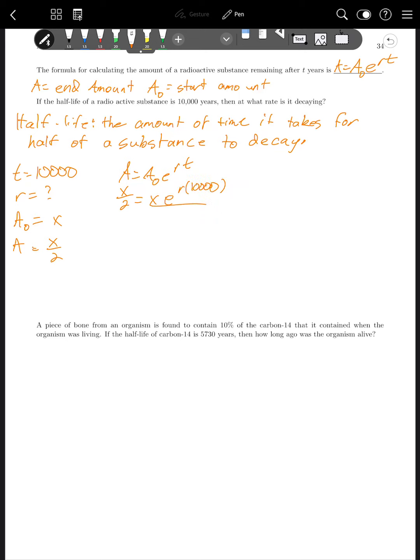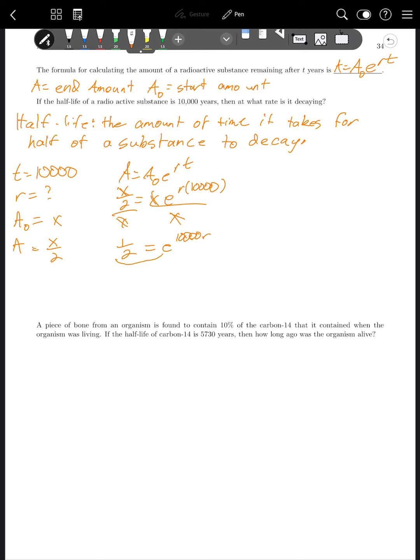So I could divide both sides by x. The x's here are going to cancel, and so I'm just left with 1/2 equals e to the 10,000 r. And so the question is, did it matter that I didn't know how much I started with? And the answer is no, because the x's canceled out, the amount canceled out. So what mattered was that I had half of it left. It does not matter how much you start with.